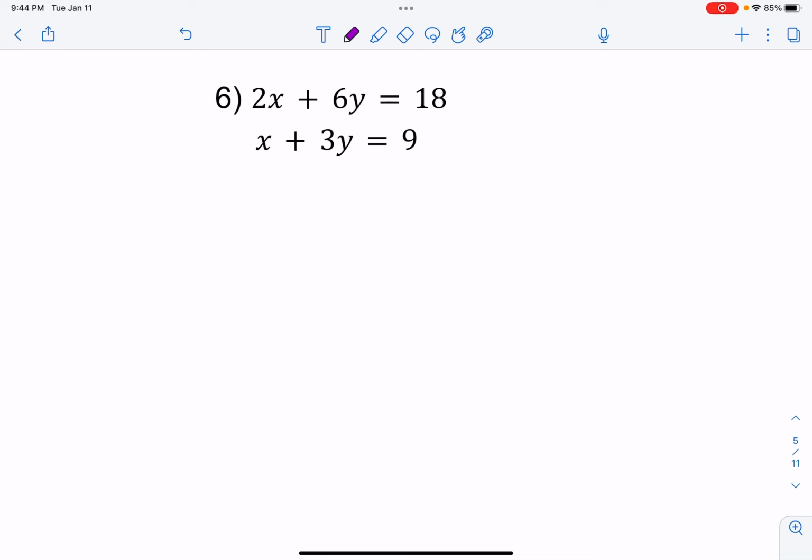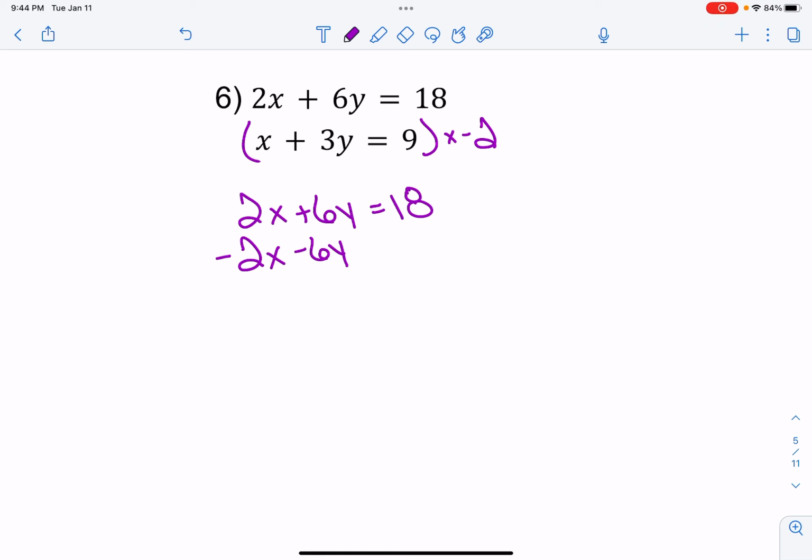I am going to decide to get rid of my x's. So we have 2x and x. So we need for both of them to be the same. So 2 is going to be the easiest one. And then one of our equations has to have a -2. So I will multiply the bottom by -2. I'm going to rewrite that top equation. And then on the bottom, if we multiply by -2, we get -2x minus 6y equals -18.